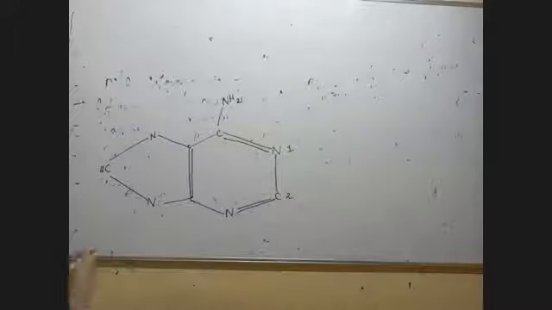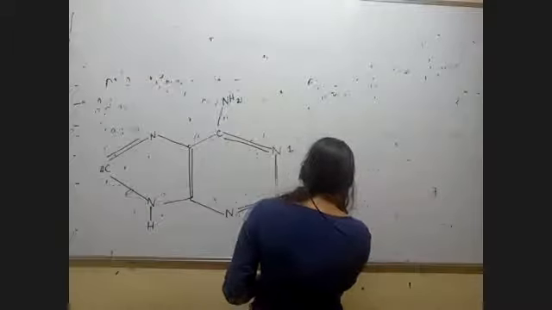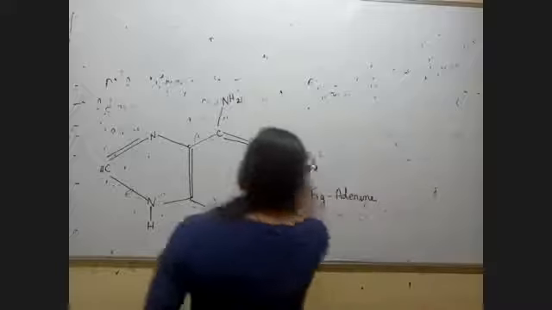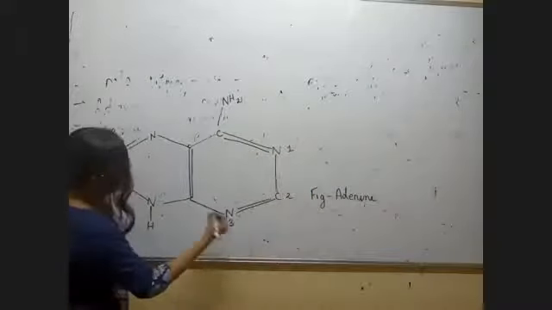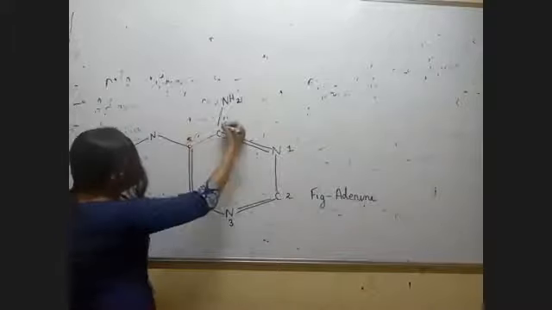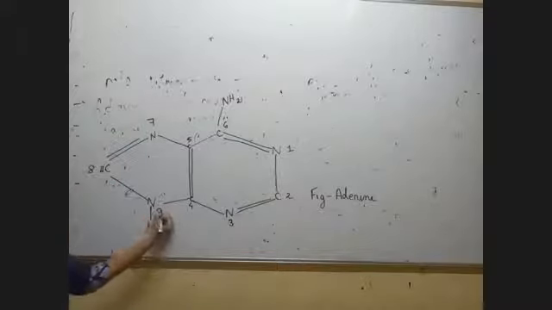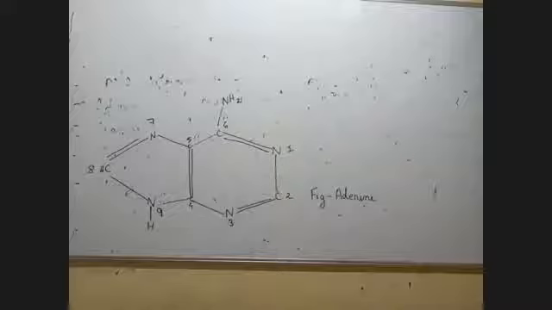Ma'am, which structure is this? Adenine. I am labeling. So this is adenine. Carbon 1, carbon 2, carbon 3, carbon 4, carbon 5, carbon 6, carbon 7, carbon 8, carbon number 9. So this is the structure of adenine. And there will be hydrogen on this carbon.